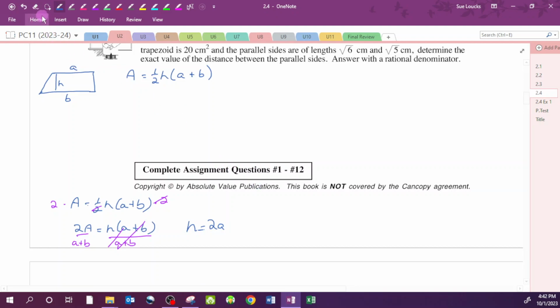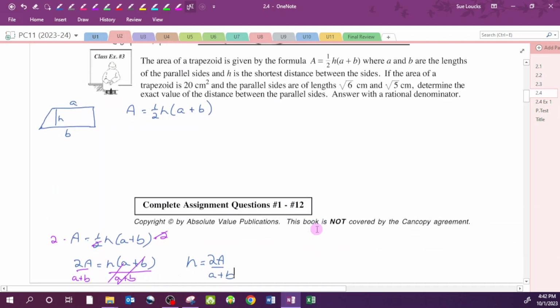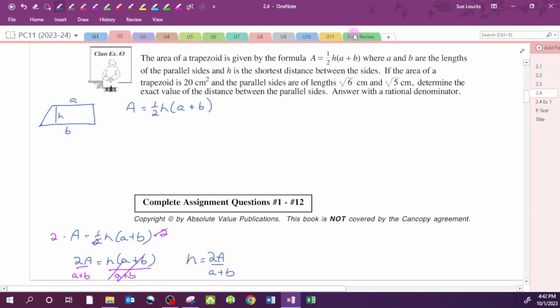The a plus b's cancel out, and I end up with h equals 2 times capital A over a plus b. Sorry, capital A, that's important. I don't always remember to, and then when I have this formula, I can just plug in my capital A and my a plus b. I just didn't think about that, so we're going to do it the other way. So I'm back up to this one.